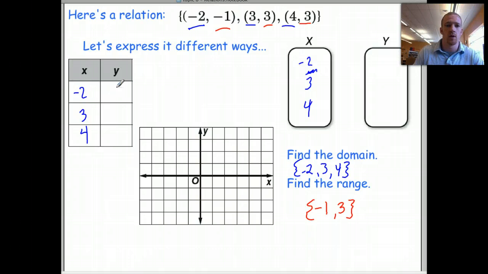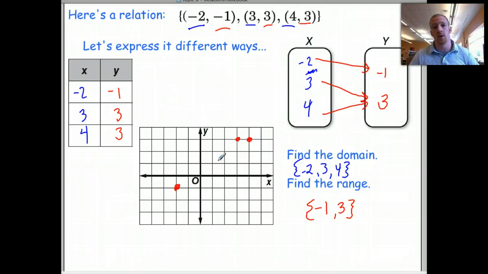So -2 goes with -1, 3 goes with 3, and 4 goes with 3. So we'd have a -1 and just a 3 here. Alright, so there's fewer different numbers in the range than in the domain. That's fine. To graph them, you've got to have both numbers: -2, -1; 3, 3; and 4, 3. That's it. That's expressed all different ways.